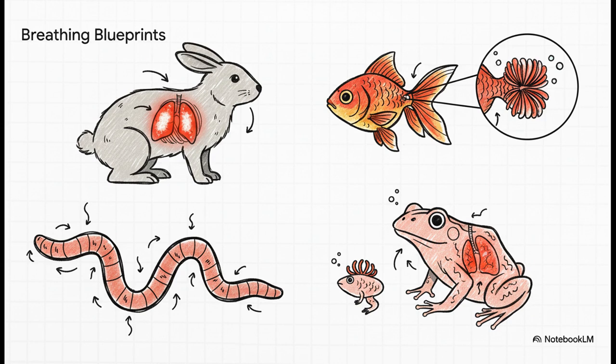Some animals, like earthworms, can literally just breathe through their skin. And then you get the real masters of adaptation, like frogs. They start with gills as tadpoles, then develop lungs for land, and can still breathe through their skin when they're in the water. Talk about having a backup plan. It's just a perfect example of design matching the environment.